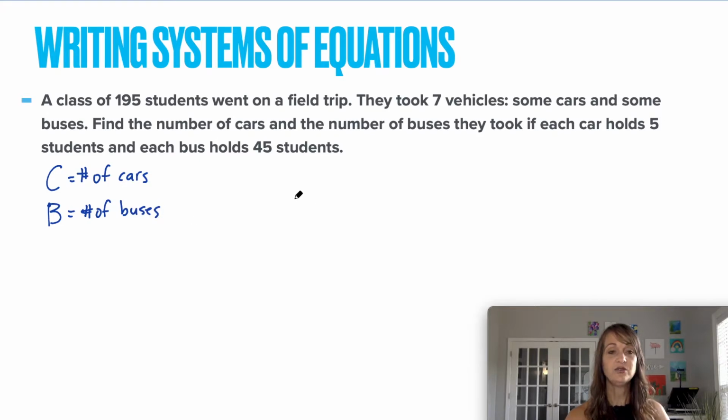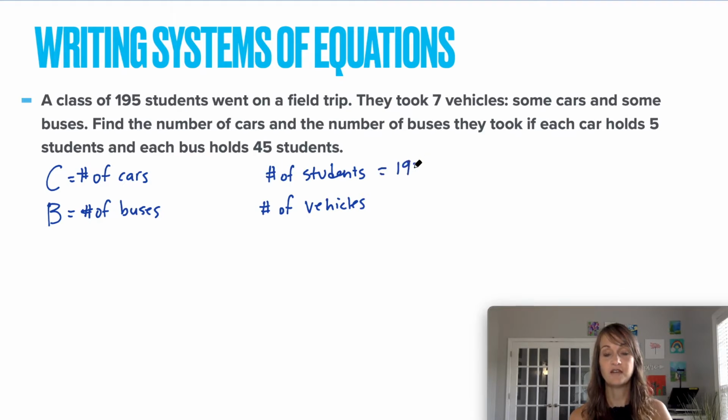Now, I do know that there are 2 equations again going on here. We're looking for the number of students that were taken on this field trip, and we also know the number of vehicles that were taken. We know that 195 students went on this field trip, and we know that there were 7 vehicles. This will actually create our 2 equations.